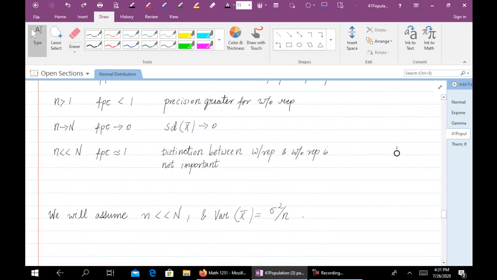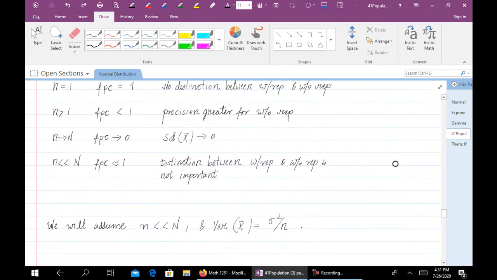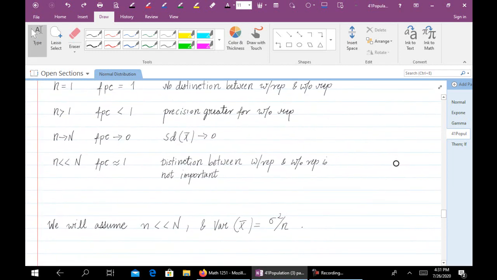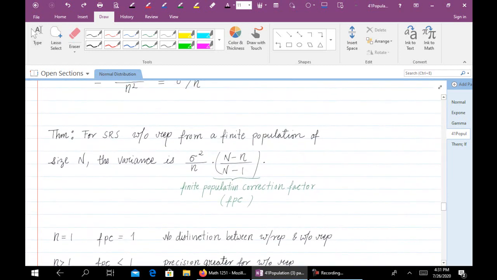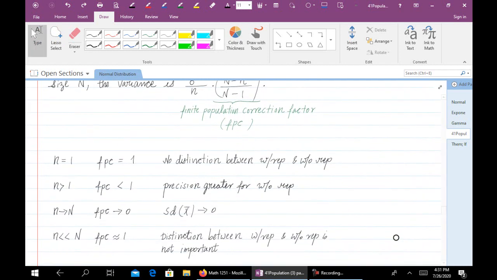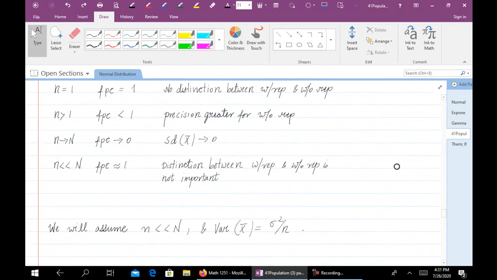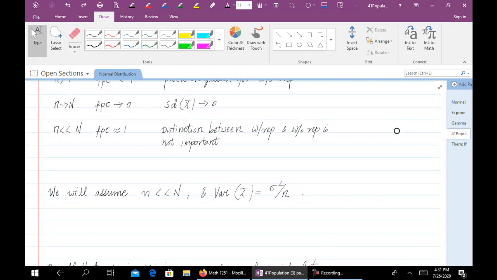So when n is much smaller than capital N, we can assume that the variance of x bar is sigma squared over n again. From now on, we're going to assume that either our population is infinite or our sample size is much smaller than the population size capital N, in which case we can assume that the observations are independent and that the variance of x bar is sigma squared over n. So from now on, this is the variance that we assume.